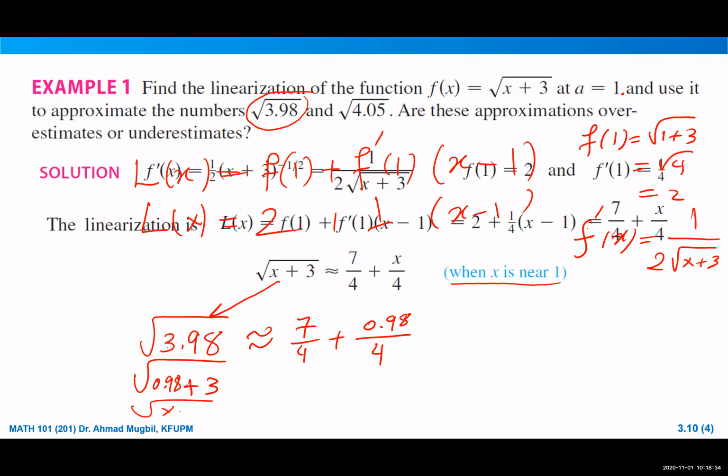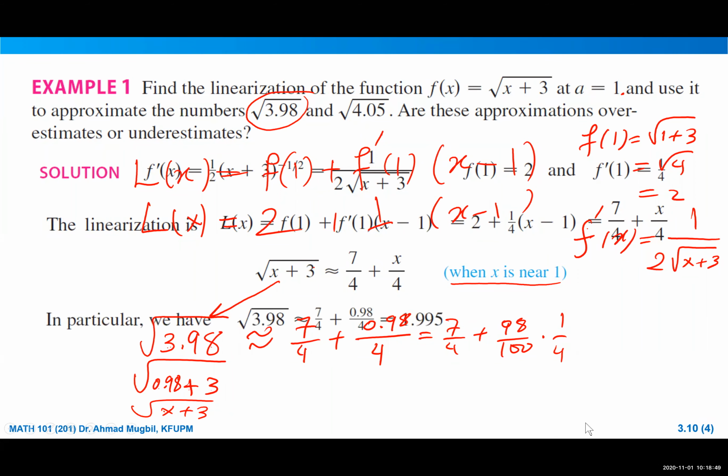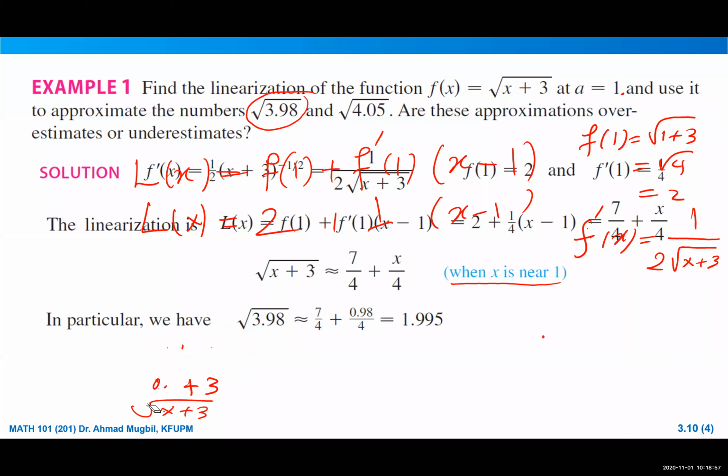So this is square root of x plus 3, and x is 0.98. Now you can do this by hand, no need to use a calculator. This will be 98 over 100 times 1 over 4. You can simplify and evaluate it at the end, without a calculator. It is 1.995. This is the value of the radical.